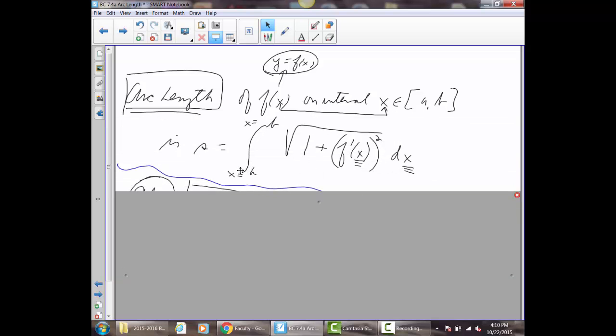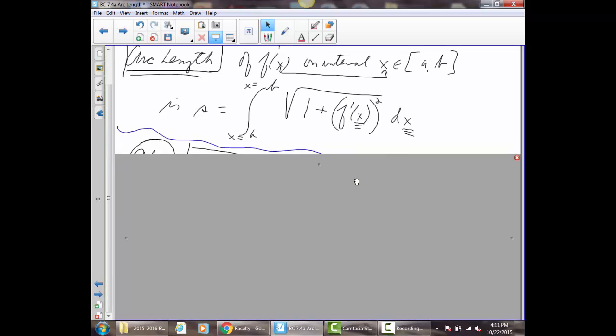Everything is in terms of x. The limits of integration are in terms of x. The differential is in terms of x. The function itself is in terms of x, and so would be the derivative.